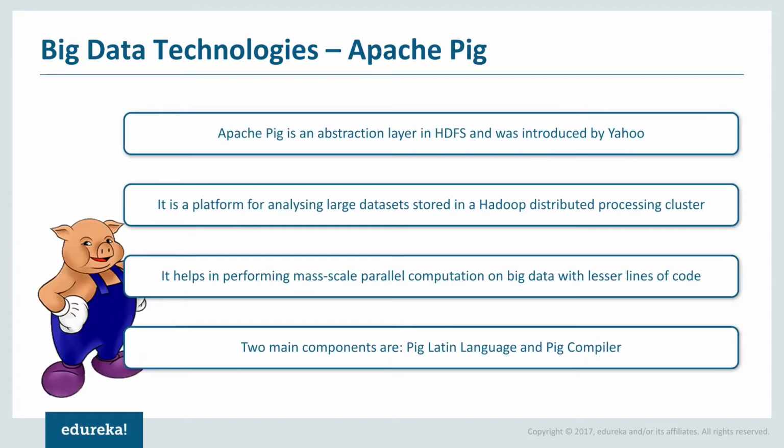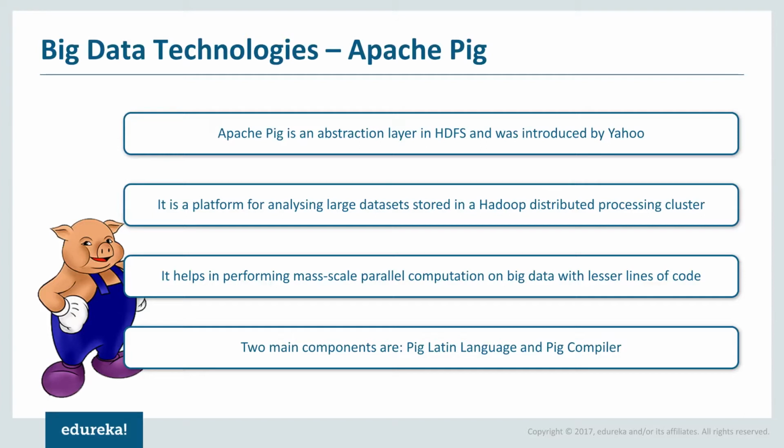Coming to the next big data technology, that is Apache Pig. So what is Apache Pig? Apache Pig is an abstraction layer over HDFS and was introduced by Yahoo. So Yahoo had a white paper on Pig and they developed this. So how is Pig different from Hive, or what does it do? It is a platform for analyzing large data sets stored in Hadoop distributed processing clusters. So Hive and Pig are used, one way or the other, to interact with your HDFS. But how they differ and in which cases we have to use Hive and in which cases we have to use Pig, you can now understand.